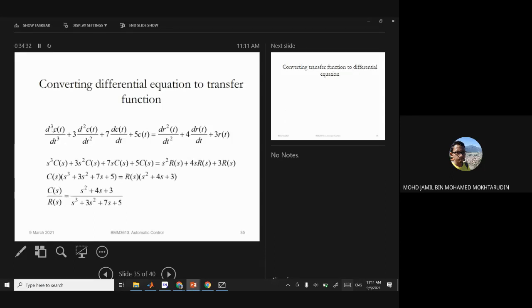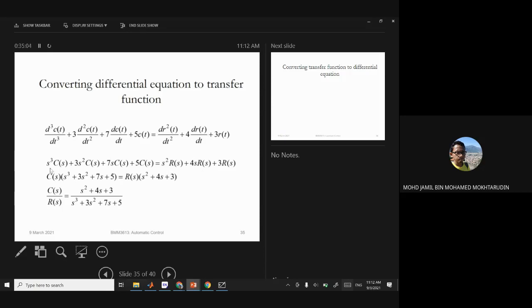So here d cubed C over dt cubed becomes s cubed C(s). Here 3 d squared C over dt squared becomes 3 times s squared C(s). And here 7 dC over dt becomes 7s C(s), and 5c(t) becomes 5C(s). Okay. Same thing for the r part here. You convert each of them using Laplace transform.